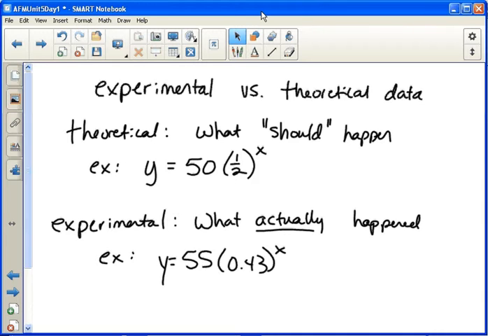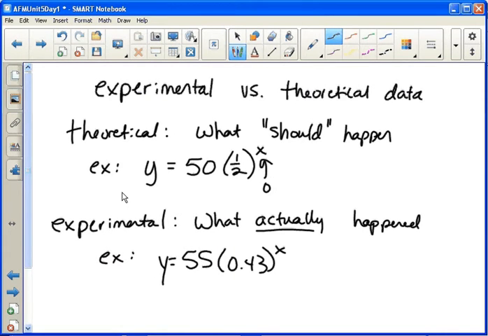So theoretically, we would expect what happens to follow this first equation right here. Y equals 50 times 1/2 to the x. The reason is, if we started with 50, that should be the number here. This number should always be what you start with in an exponential equation. The reason for that is if you plug in 0 for x, watch what happens. You get y equals 50 times 1/2 to the x, which we're plugging in 0 for, and anything to the 0 power is 1. So we just end up with 50.